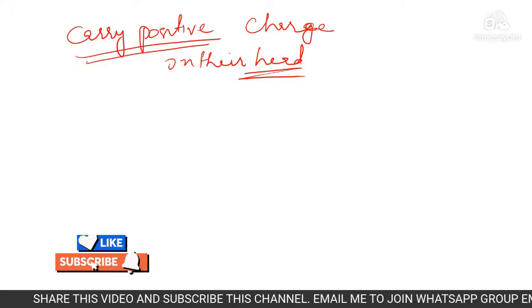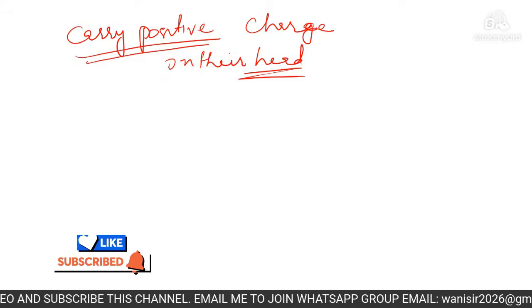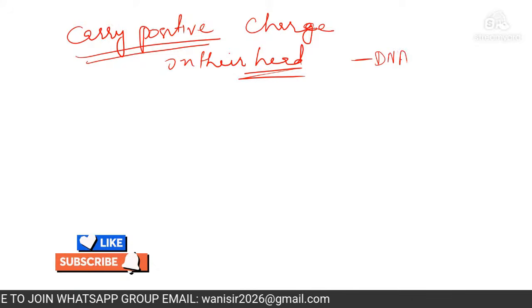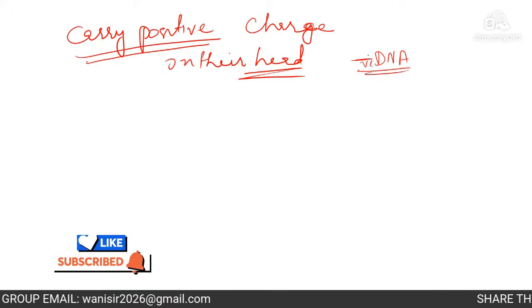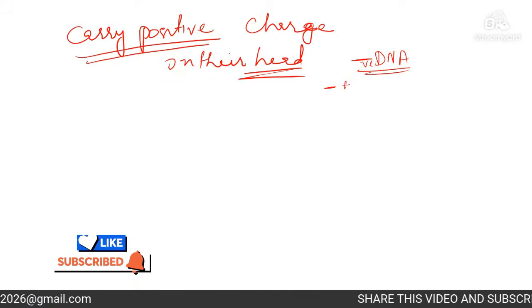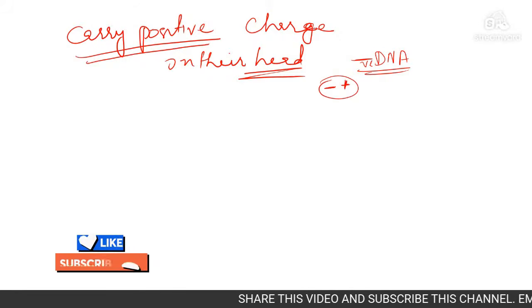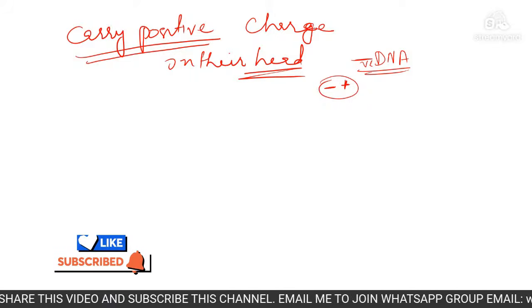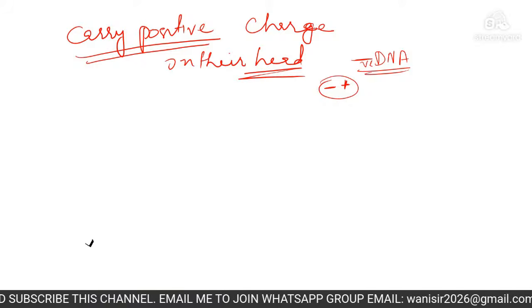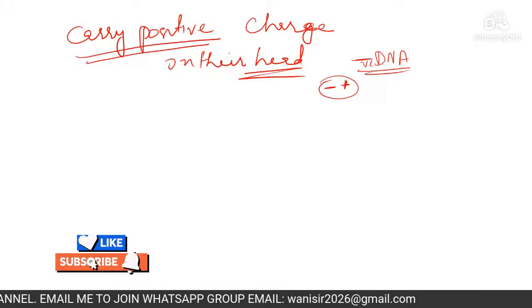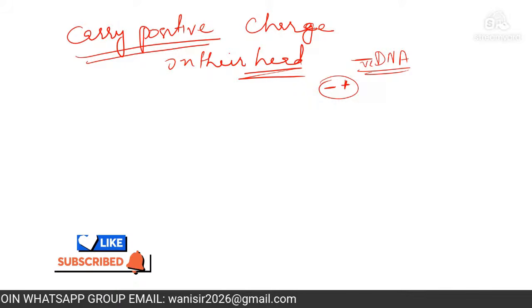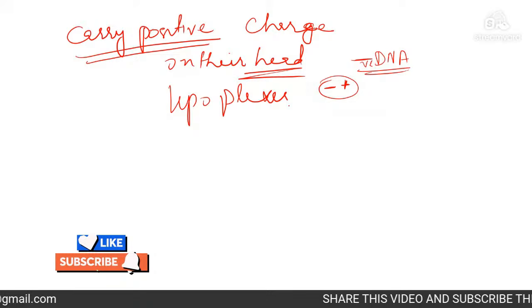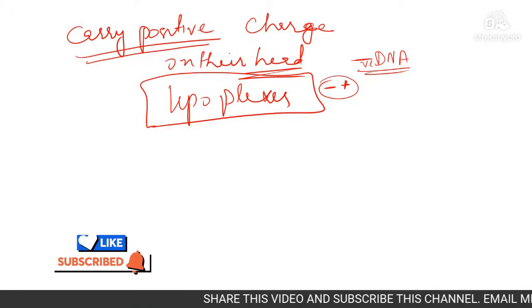Why are we adding the positively charged cationic lipids? Because the DNA is negatively charged, so we add positive charge so that the opposite charges attract. They will not repel each other, but will attract, and the DNA will bind to it. So these positively charged liposomes can bind to the DNA and form a complex. They are called lipoplexes.